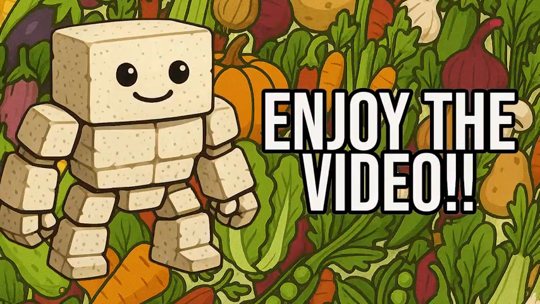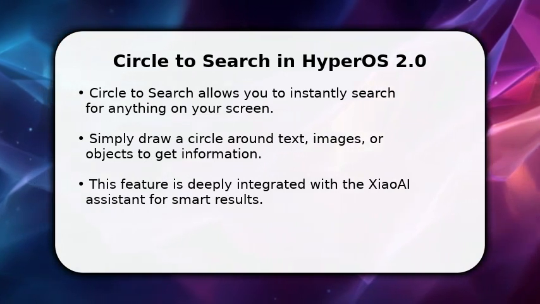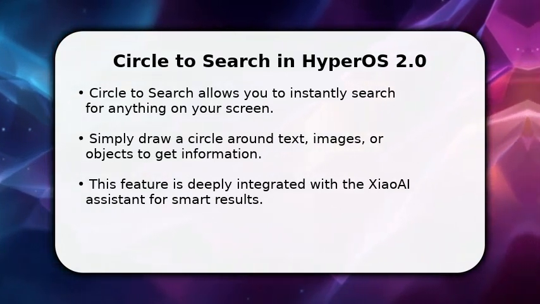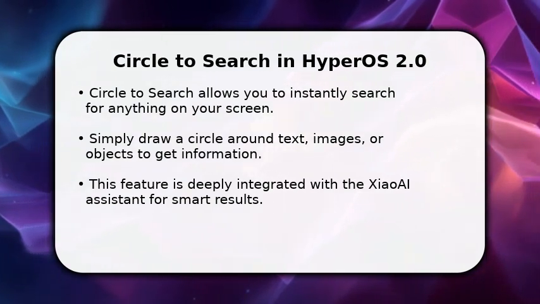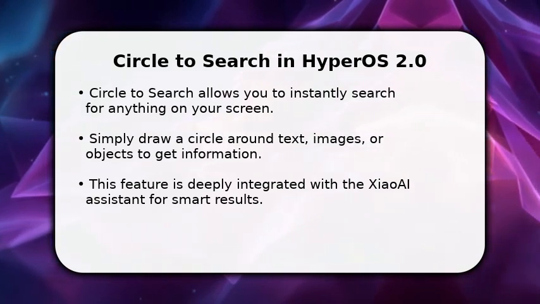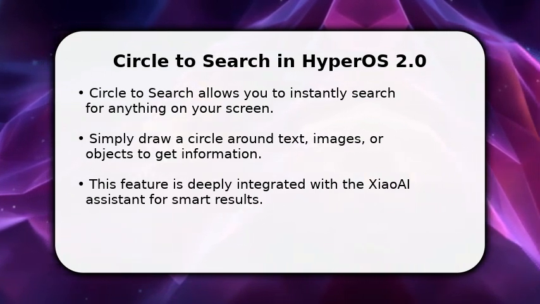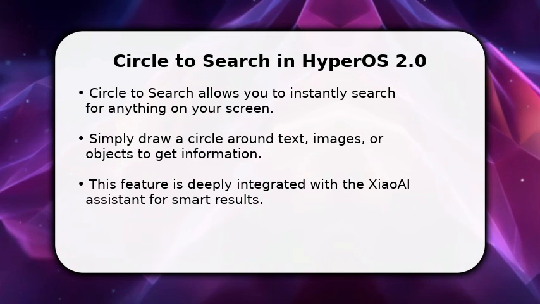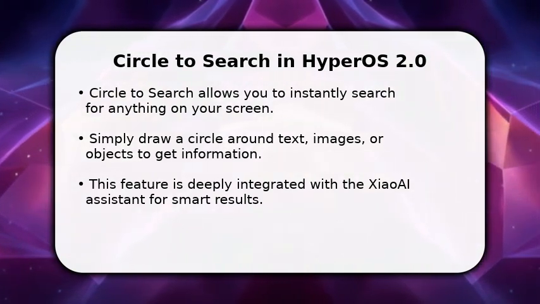Please enjoy the video. In this video, I will explain how to use Circle to Search in HyperOS 2.0. This innovative feature lets you quickly find information about anything on your screen with a simple gesture. Instead of switching apps or typing, you can just circle what you see. It's designed to make your device more efficient and your search experience much more intuitive.